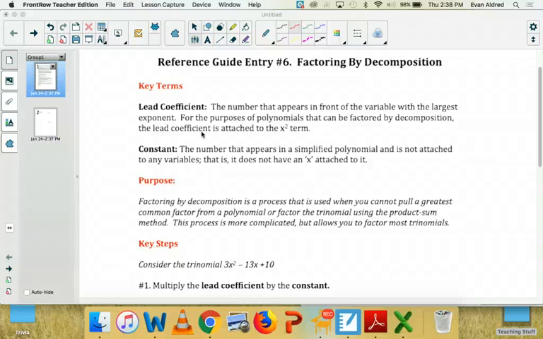In this reference guide, we'll be looking at our next method of factoring, which is called decomposition. When factoring by decomposition, it's important to note that this is kind of your last resort for factoring trinomials. The first thing that you're going to want to do is check to see if there is a GCF. We looked at greatest common factors, or GCFs, in an earlier reference guide, and that's the first thing that you're going to try to do.